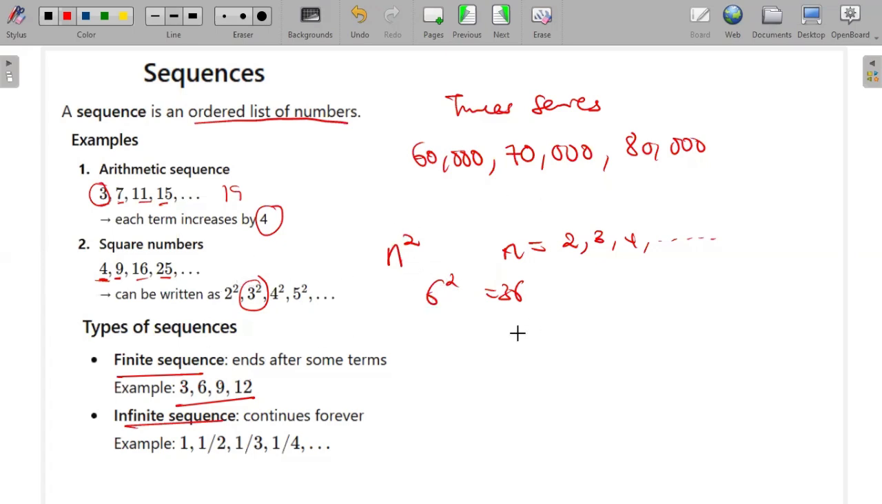Another example that we can take is inflation. You know that inflation is given by a percentage. It can be 4%, 5%.